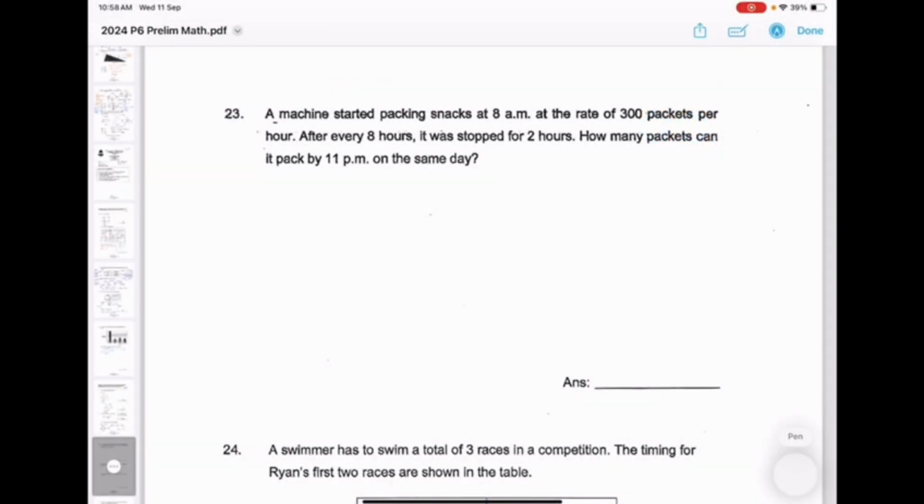Moving on to question number 23, I'm going to jump right in. A machine started packing snacks at 8 a.m. This is sentence number 1. Immediately I know that this is a time question. Whenever we are dealing with time, we deal with our A, B, C, D. A being always make it whole, B to break it up, C for cancel out, and D to draw a timeline.